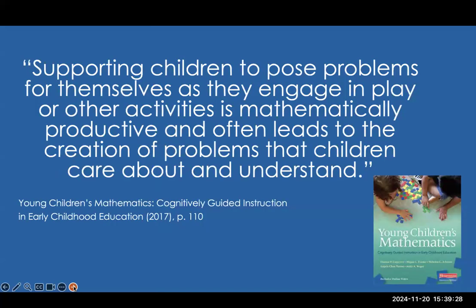So one of the CGI books called Young Children's Mathematics says supporting children to pose problems for themselves as they engage in play or other activities is mathematically productive and often leads to the creation of problems that children care about and understand. And we know that that's an issue for students as they say, why do I need to do this?